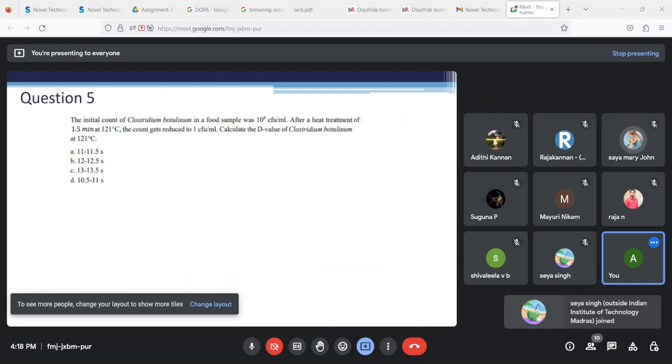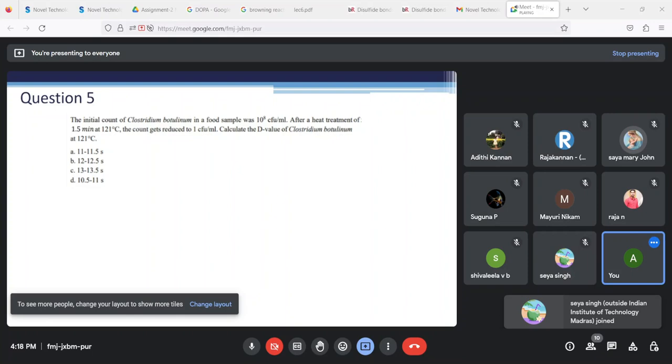Moving to question 5. So we'll also discuss some numericals, 1 or 2 numericals in this session regarding microbial death kinetics. So the initial count of Clostridium botulinum in a food sample was 10 power 8 CFU per ml. CFU means colony forming units. So 10 power 8 CFU per ml. After a heat treatment of 1.5 minutes at 121 degrees Celsius, the count gets reduced to 1 CFU per ml. Calculate the D value of Clostridium botulinum at 121 degrees Celsius.